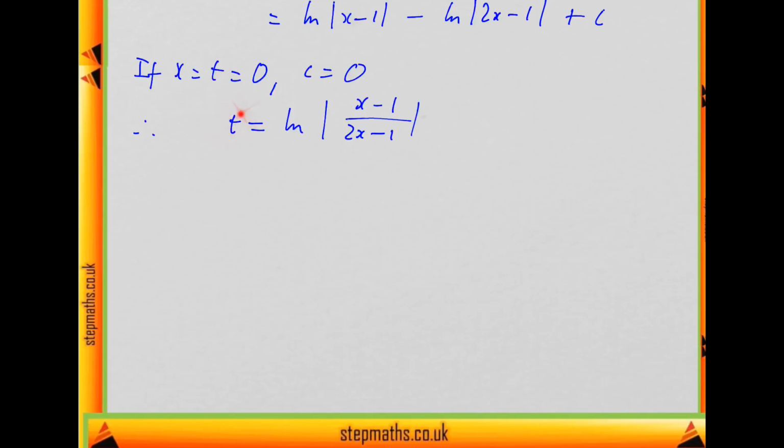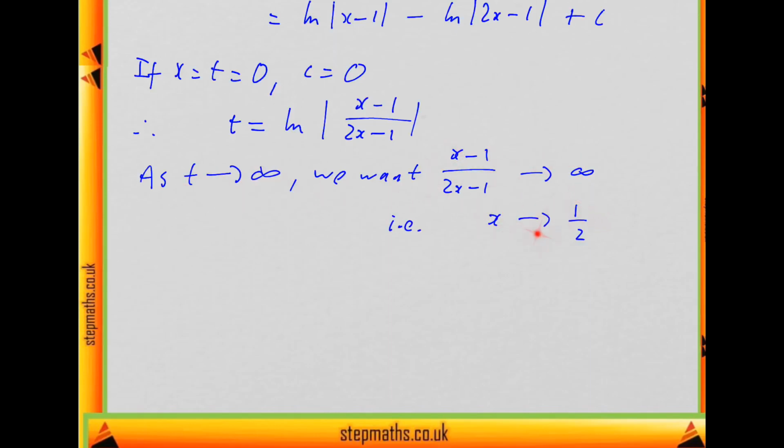So let's think about what happens as t goes to infinity. That means we want this log to go to infinity, so we want the inside to go to infinity. And how can we get the inside of this to go to infinity? The only way is if the bottom goes to 0, which means x is going to a half. So the only way t can go to infinity is if x is going to a half. So a half is the ultimate value of x.